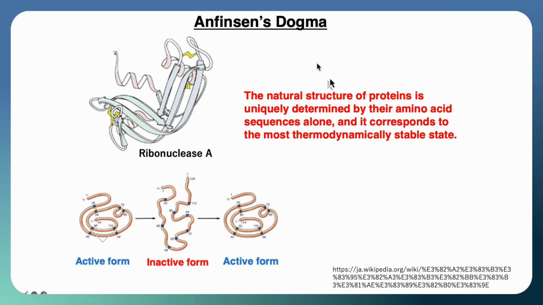The dogma is fundamentally considered correct. A protein's three-dimensional structure is specified by its amino acid sequence, and no other information is essentially required.